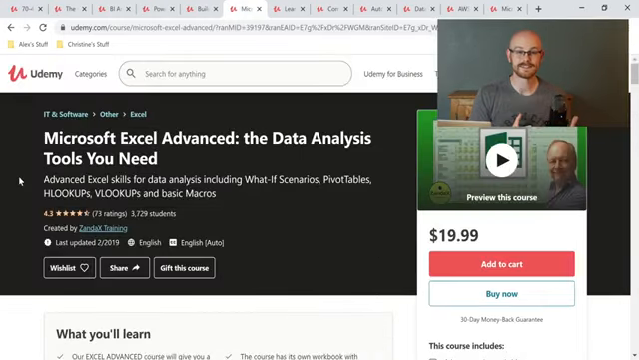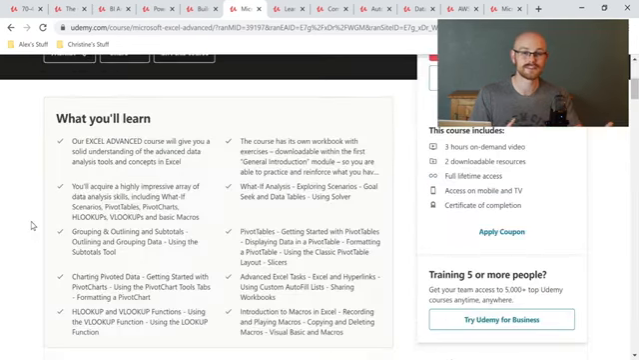The sixth course that we're going to look at is Microsoft Excel Advanced, the data analysis tools you need. Now, when I got my first data analyst job, this is the very first course that I took on anything Excel related, because I really wanted to up my skill level in terms of creating pivot tables and using VLOOKUP and other things that I really just had no idea about. So let's look at some of the things that this course will teach you. In this course, you'll learn things like HLOOKUPs, VLOOKUPs, and macros, which are all really good to know. And then you can use slicers to actually filter your data.